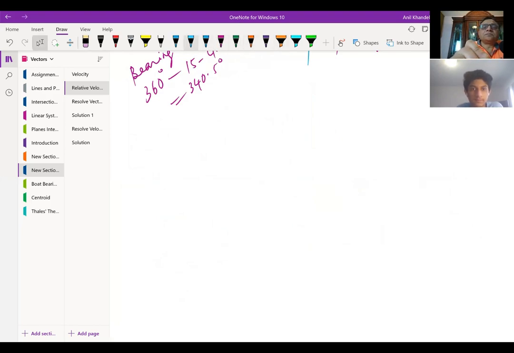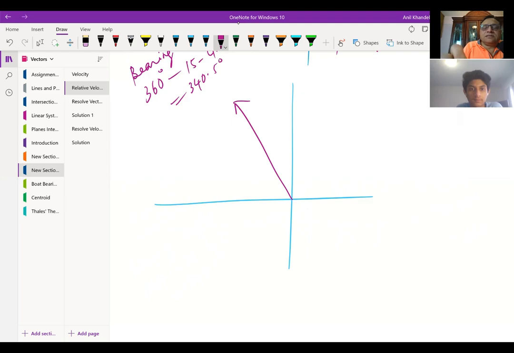For example, this is our velocity 330 miles per hour. And let's say this is an angle of 15 degrees, right? Anyway, we can use 15 itself. So we can resolve it into these two components. Do you see that?